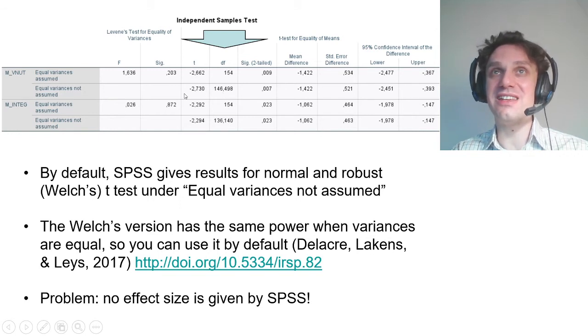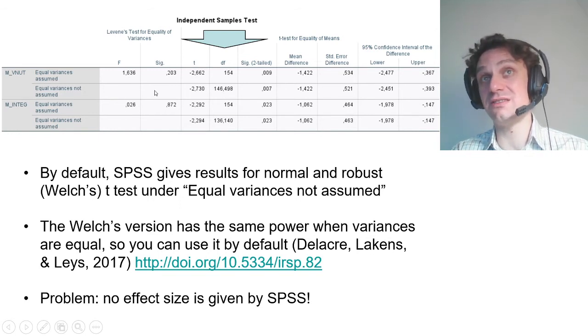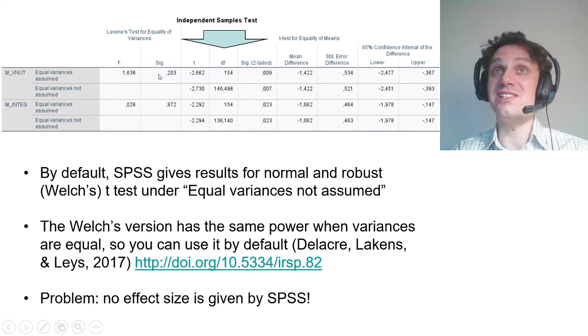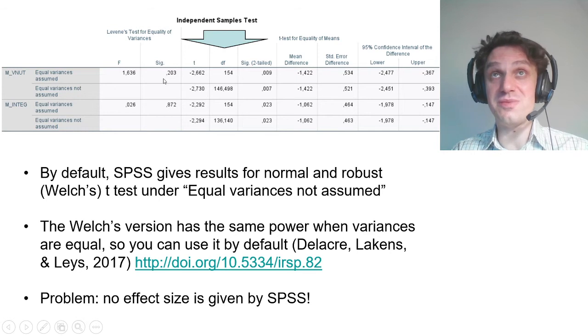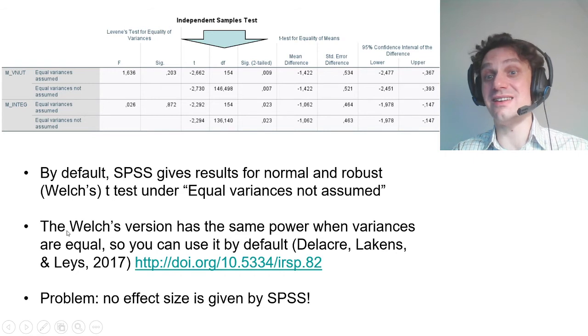In principle, if your Levene's test is not significant, you can just use the normal t-test. But if your Levene's test is significant, which means that variances are not equal in the two groups, it makes sense to look at this more robust version of the t-test, the Welch's t-test. However, recently, research has found that this robust version and the normal t-test have pretty much the same statistical power in case variances are equal.